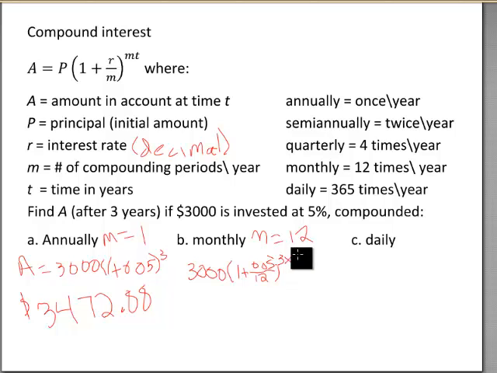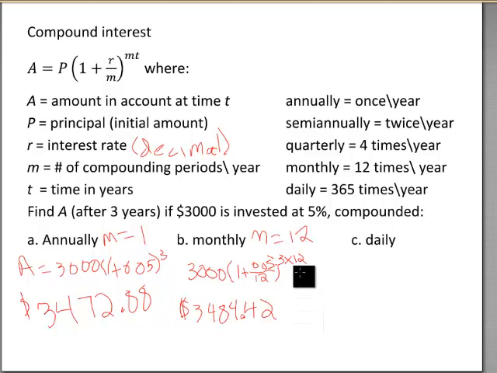Now notice a couple things. One, this higher exponent is going to serve to make the overall number bigger. However, this fraction inside the parentheses is going to try to make the number overall smaller. So let's see which one of those two wins out. If we actually calculate this, what we get is $3,484.42. So it looks like we've got an extra $12 here.